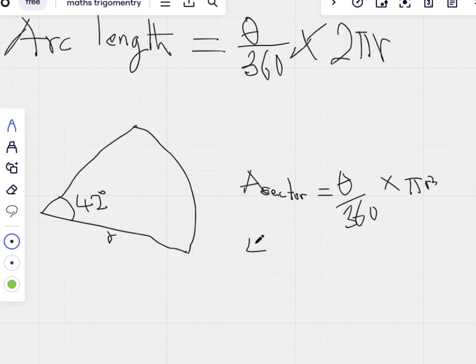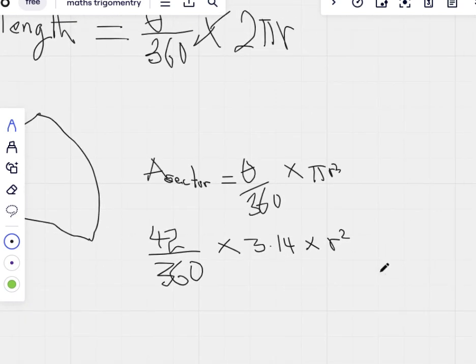So the theta is 42. So we write 42 over 360 times, here probably we use the value of pi, right? Because they did say leave the answer in terms of pi. So we use the value of pi, 3.14 or 3.142, times r squared. We're looking for r, right? Because they're giving us the area, it is equal to 28.